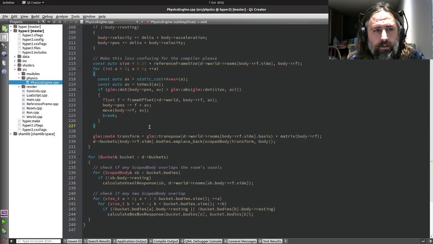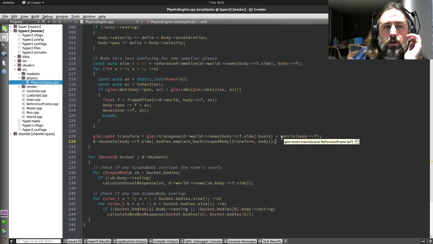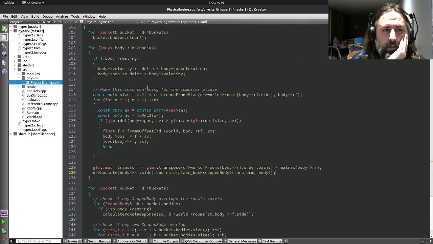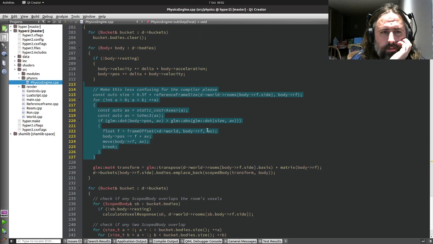So the reason entities don't collide between rooms is because they are only in the bucket for the room they're in, so they don't see entities when they're halfway between 2 different rooms. They should be in both buckets with different reference frames. This bit where it moves bodies from one reference frame to another.